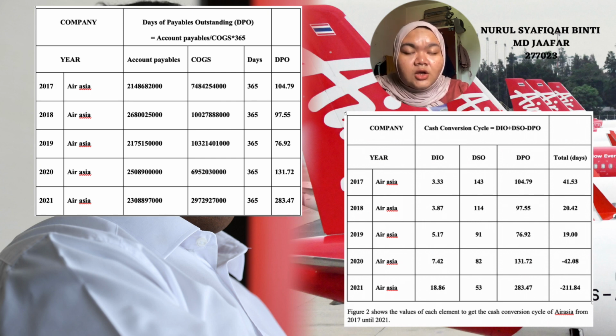From this figure that shows the value of elements to get each cash conversion cycle from Asia from 2017 until 2021. That's all from my part. I will pass to the next presenter.